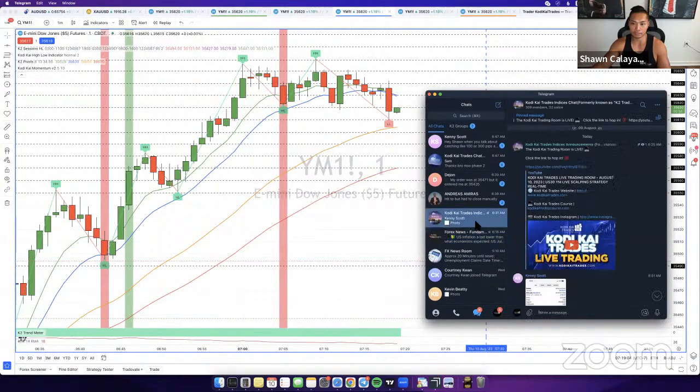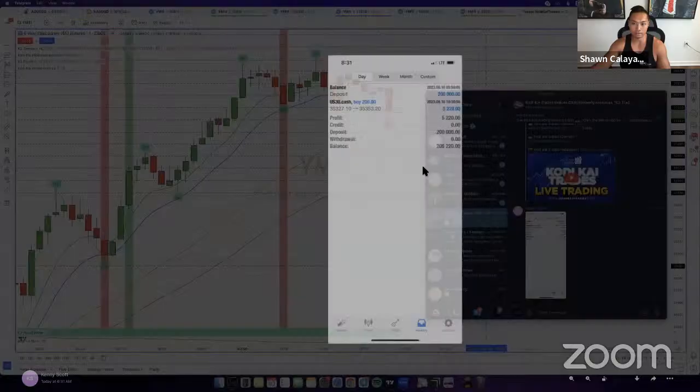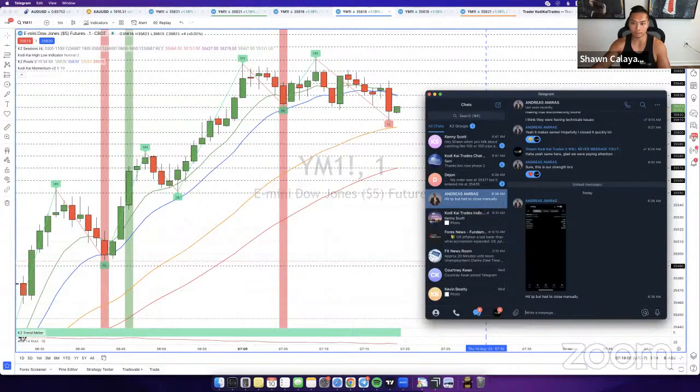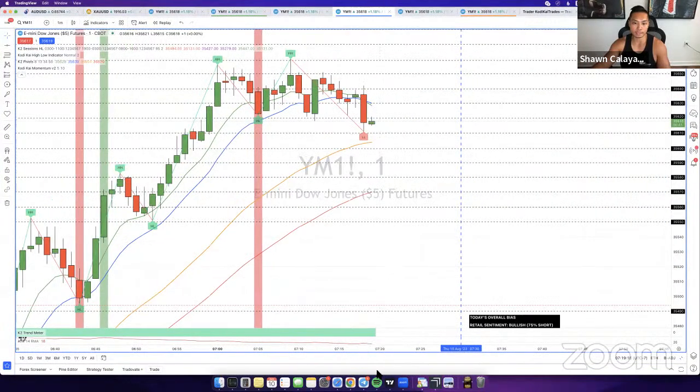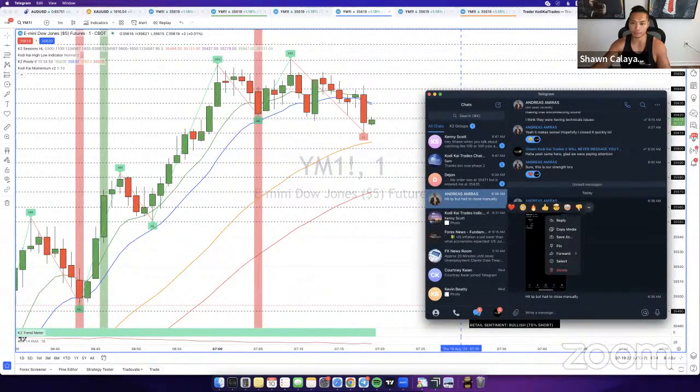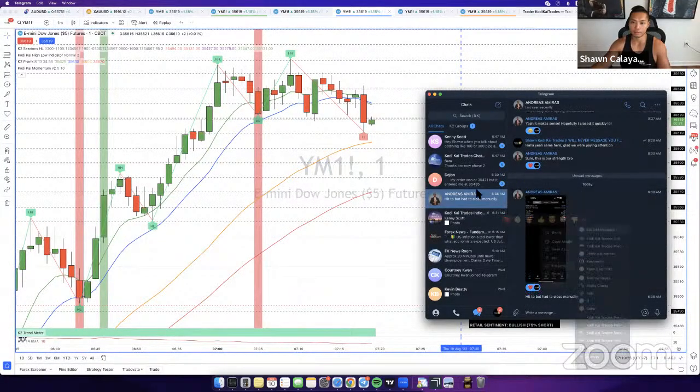So we have Kenny over here, total profit of 5,000 for the day. We have Andreas over here, total profit of 960. Looks like it would have hit his full TP, but it didn't give him that strip. Andreas said it hit TP, but he had it closed manually. Looks like he got caught in the spread, but he still locked 960 for the day. So nice work right there, Andreas. Solid profit right there.